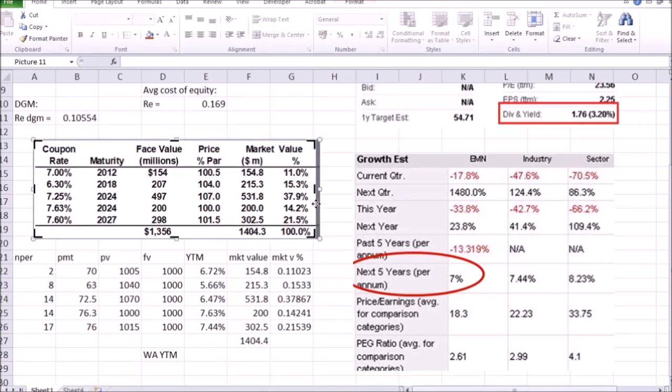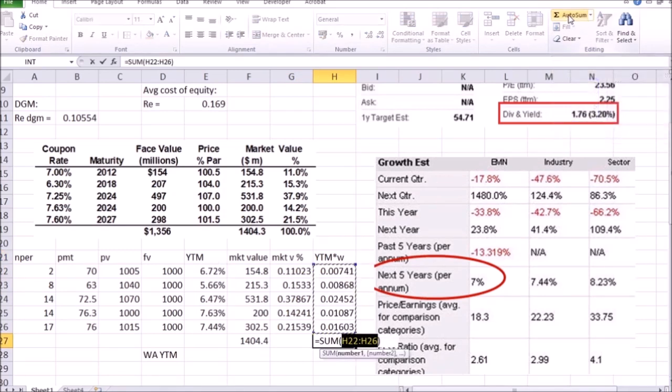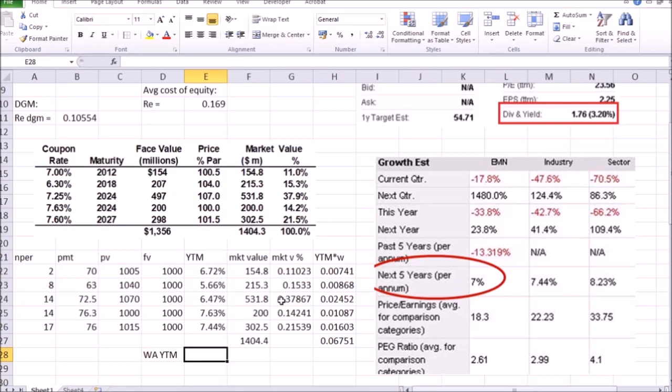As you see over here, we get the same numbers, and I'm going to use these as the weights to calculate the weighted average yield to maturity. First, I'll multiply the yield to maturity by this weight, and then simply add up the numbers. The average yield to maturity on all of the company's debts before tax is around 6.8%.